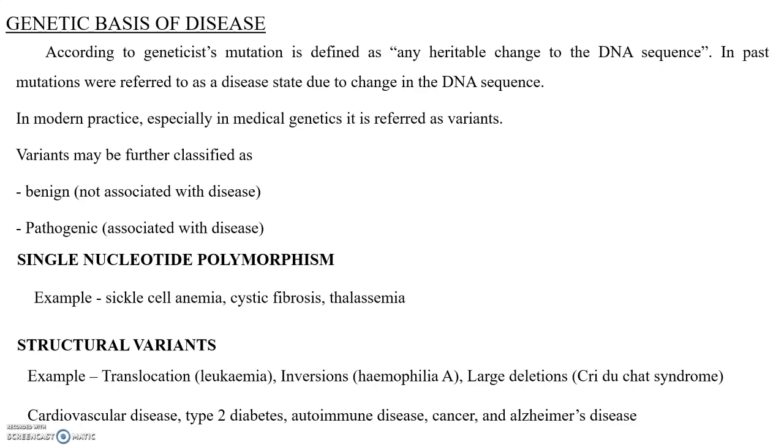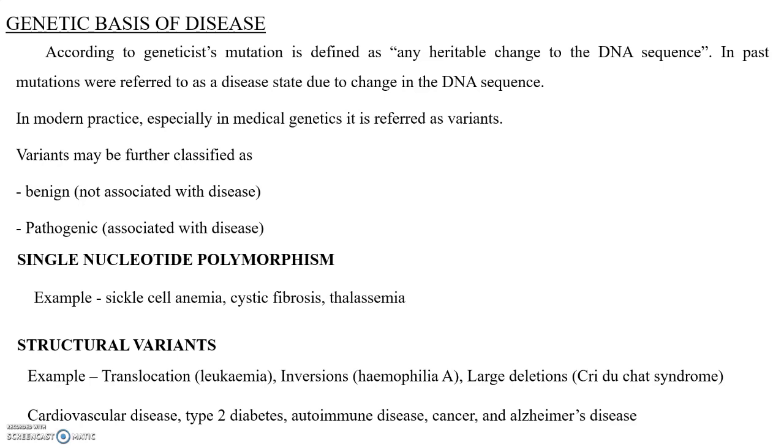Benign means it is not associated with any disease, and pathogenic means it is associated with the disease. So the main common genetic disease is due to single nucleotide polymorphism. It is the frequent change in our genome that is affected by only one base pair, and it is estimated that at least 11 million SNPs have been identified till now. The most common examples of SNPs are sickle cell anemia, cystic fibrosis, and thalassemia.